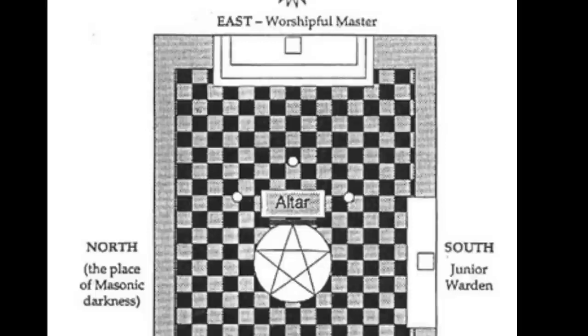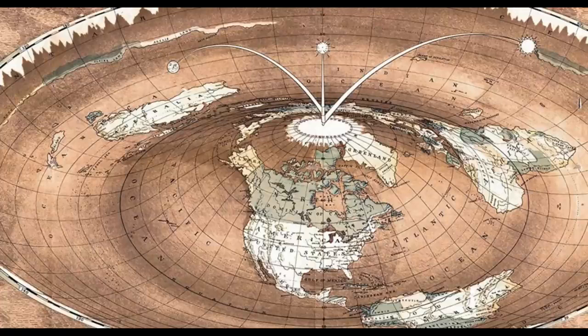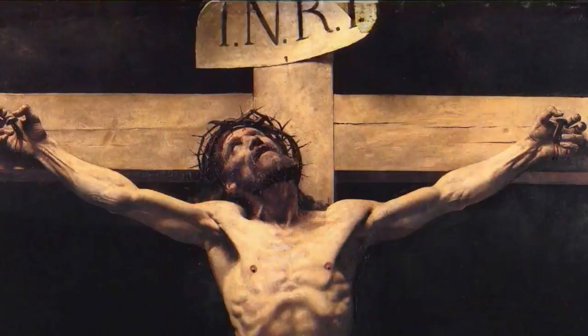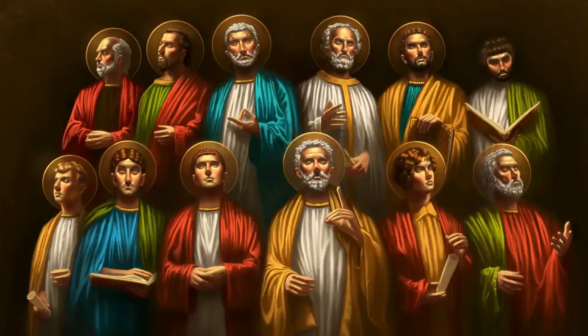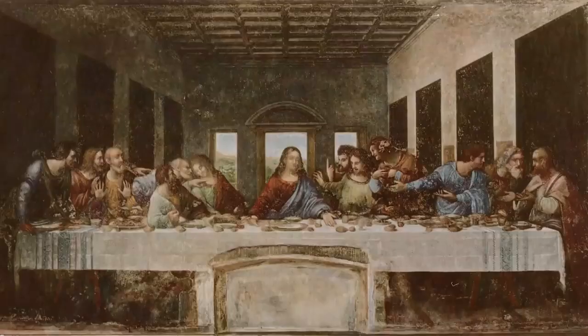This is because the North is associated with the energy of good. It is the source, the magnetic mountain, the axis mundi directly underneath Polaris, the fixed constant star. 33 is also the age Jesus was when crucified. Many scholars have drawn links between Jesus and King Arthur. Jesus had 12 disciples. Da Vinci's The Last Supper.